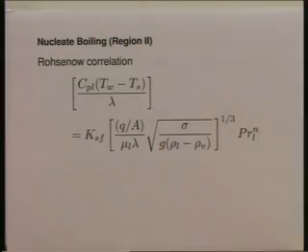Now, let us move on to region 2. In region 2, we have nucleate boiling. Nucleate boiling means bubbles now form at the heated surface. A typical situation is that at particular sites on the heated surface, a bubble is formed and it grows in size. Then when it grows to a certain size, because of buoyancy forces, it detaches from the surface and rises.